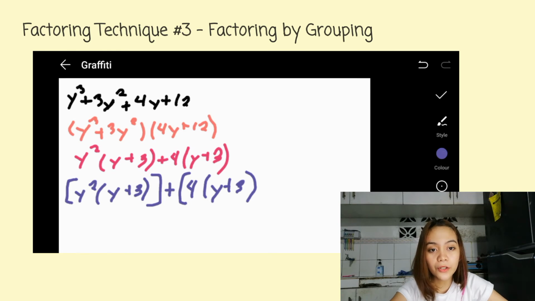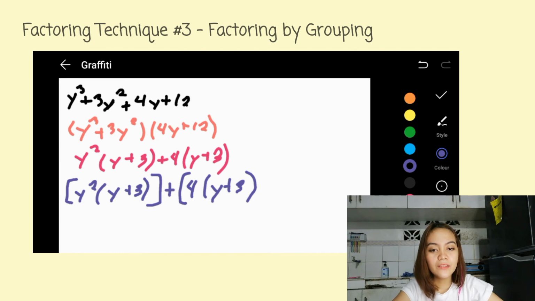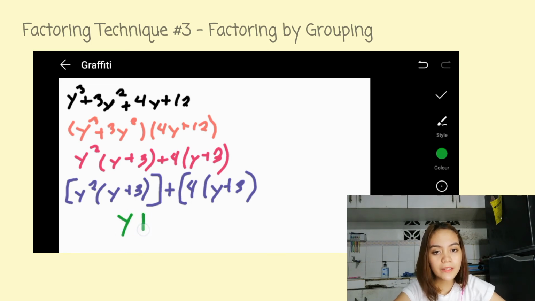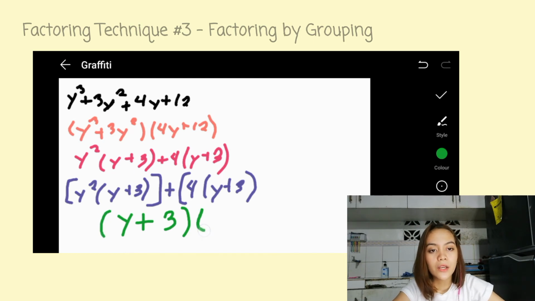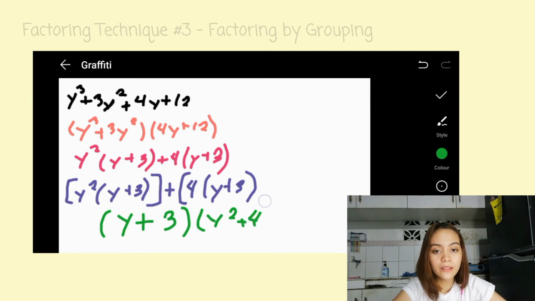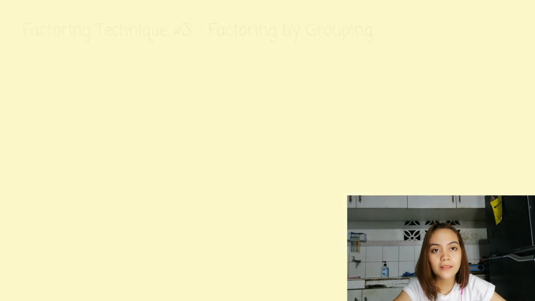So by factoring by grouping, you use several factoring techniques to be able to factor our polynomial. In this case, y plus 3 can be factored out of the big group, and in the big parentheses, you will be left with y squared and 4. So the completed factored form of this polynomial using factoring by grouping will be (y plus 3) times (y squared plus 4). So this is how we use factoring by grouping for polynomials similar to this one.